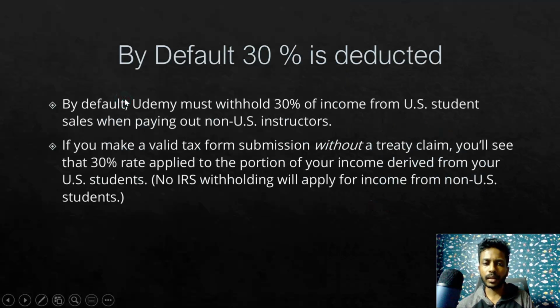Before you actually apply the tax form, you must know that by default 30% of the amount is deducted if you have sales from US customers. This is a part of their policy, so you have to be aware of this. That is the reason you will be seeing this 30% withholding tax.